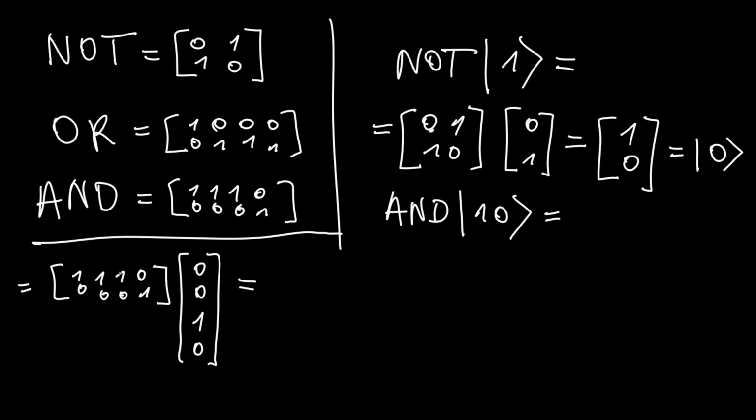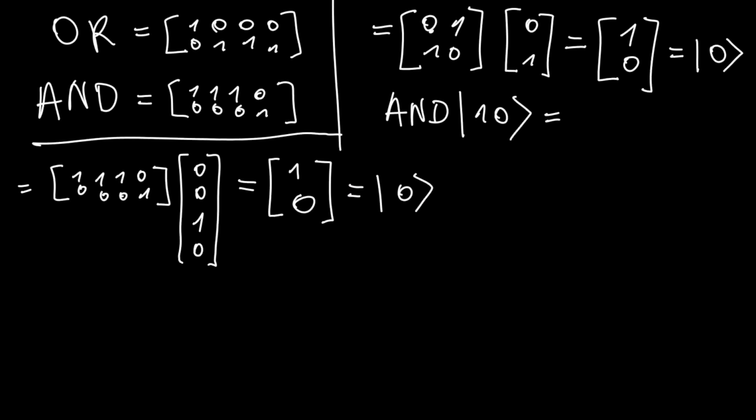And now we're multiplying. 0 times 1 plus 1 times 0 plus 1 times 0 plus 1 times 1 plus 0 times 0. We're gonna have 1. Then 0 times 0, 0 times 0, 0 times 1, 1 times 0. It's gonna be 0. And yes, we got 0. Woohoo!